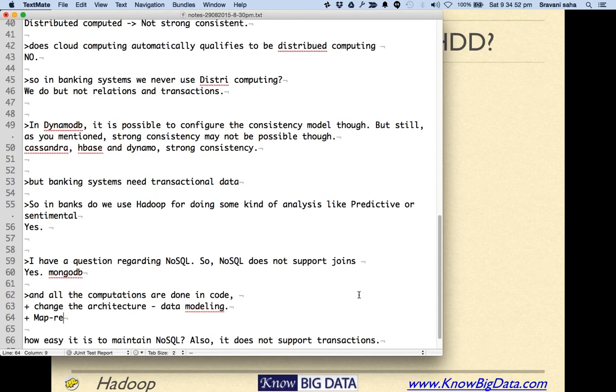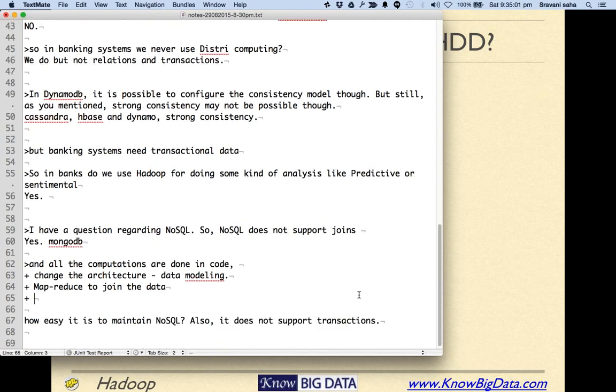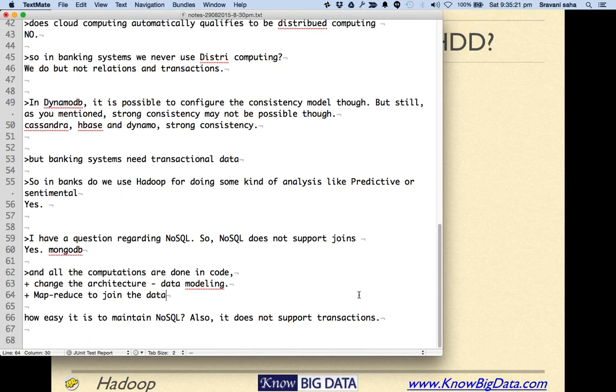Second, it is possible to use MapReduce to join the data. I'm talking in terms of Cassandra and MongoDB. Okay. All right, so the computations are not really done in the code. Most of the computations are done using these kind of concepts. Yes, but for lots of applications, you end up doing a lot of computations in the code. Okay, so these are the two answers. And next is how easy it is to maintain NoSQL. It is more difficult than RDBMS.